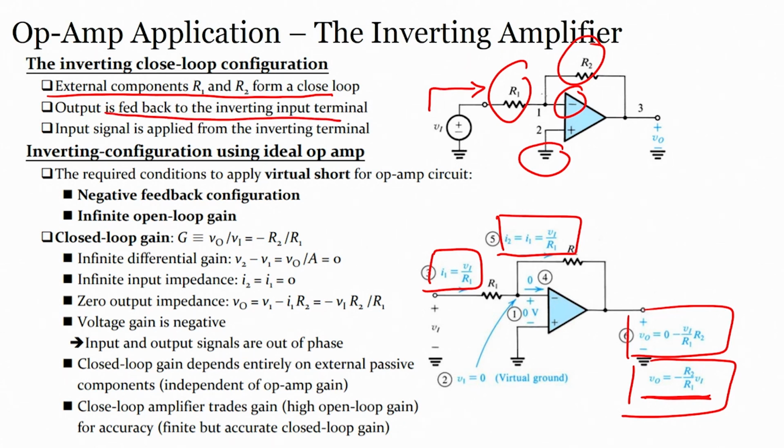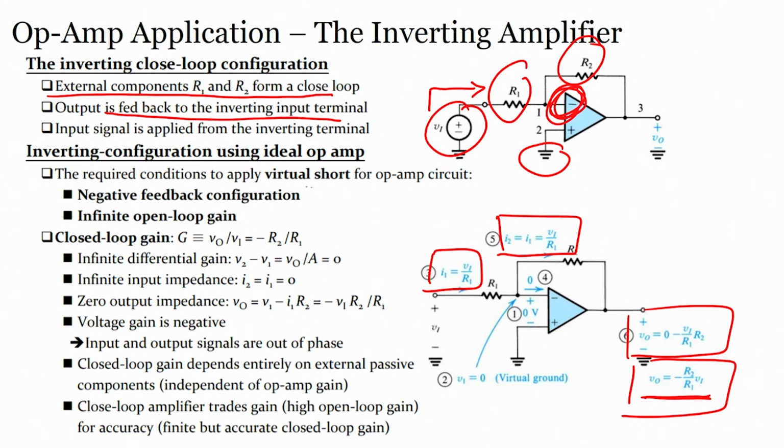Input signal is applied from the inverting input terminal, we have already seen that. So, always remember, when you talk about an inverting amplifier, apply the input to the inverting terminal; when talking about a non-inverting amplifier, apply the input to the non-inverting terminal. Now, the input signal is applied to the inverting terminal, let us see the configuration using an ideal op amp.